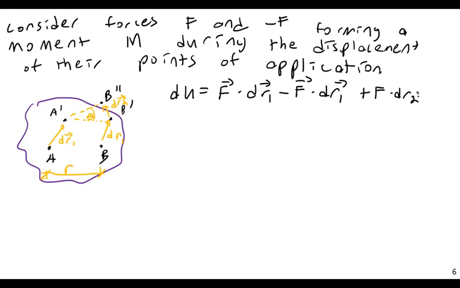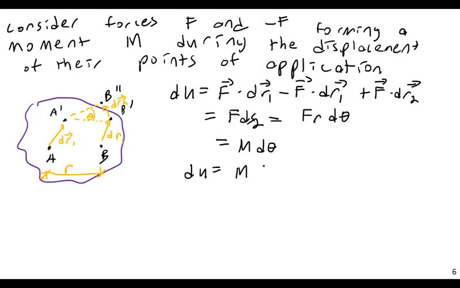Plus F dot dr2 here. Or this is equal to F ds2, or FR d theta, or simply M d theta, which makes sense. For the case of a couple, this is what's really useful: dU would be equal to M d theta. So in the case of a couple, obviously this does make sense if you think about it.